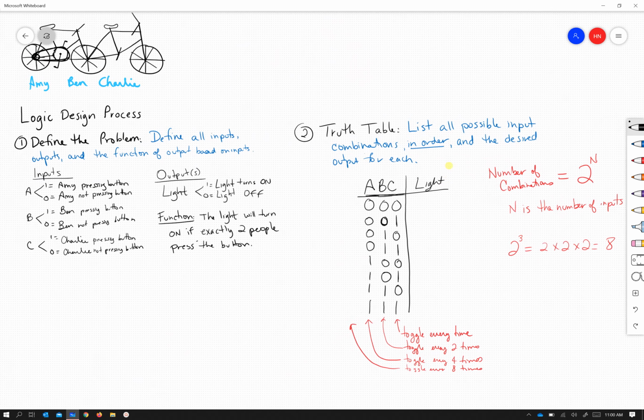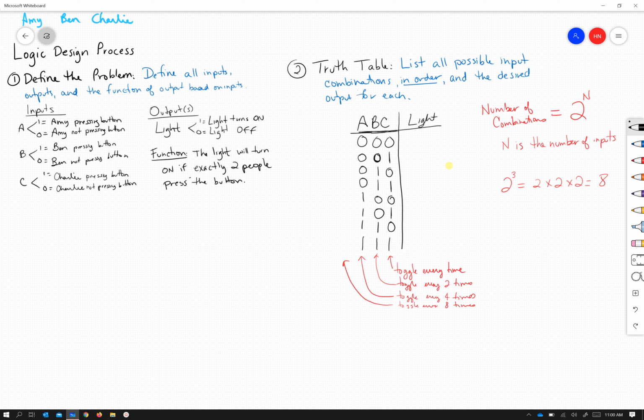Let's go look at the problem in its entirety again. So we've defined all the inputs and outputs. Now we have listed the left side of the truth table, but to figure out the right side of the truth table, I have to refer to the function so that I fill the right-hand side of the truth table correctly. So this function is going to tell me what to put at the output, because I know that the light will turn on if exactly 2 people are pressing the button.